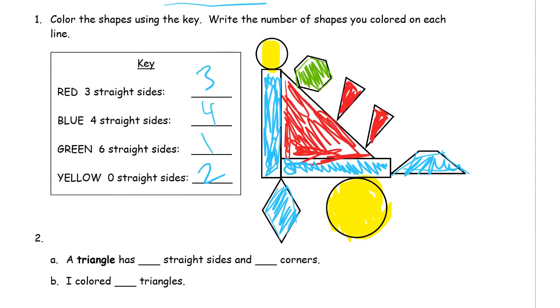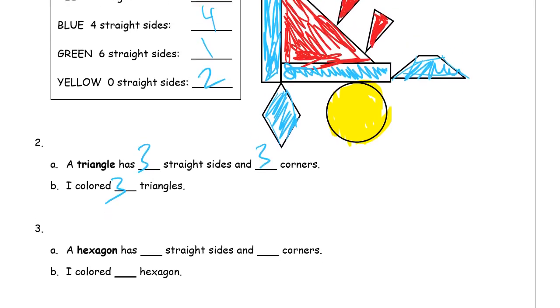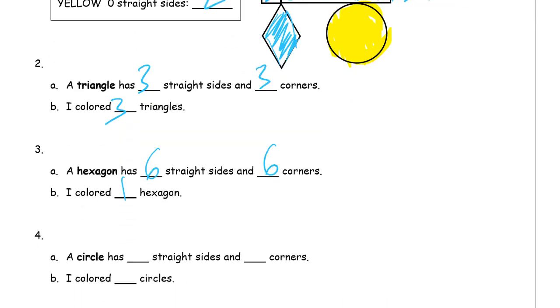And now we're looking at some names of these shapes. Triangle has three straight sides and three corners. And I colored three triangles. A hexagon has six straight sides and six corners, and I colored one hexagon. And a circle has zero straight sides and zero corners, and I colored two circles.